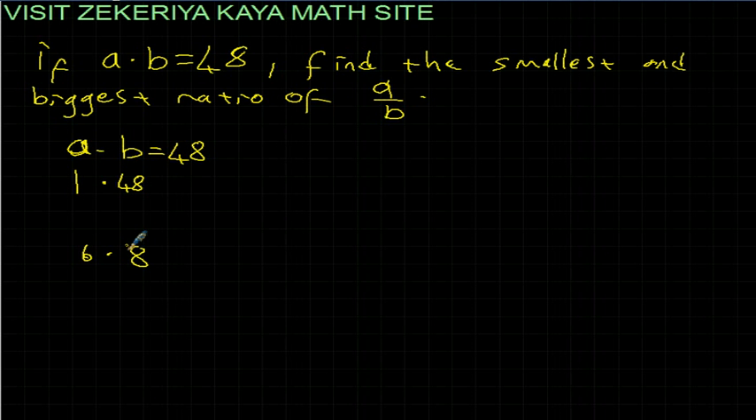Twenty-four times 24 doesn't make 48. It is A times B equal to 48. Something like that we will do.